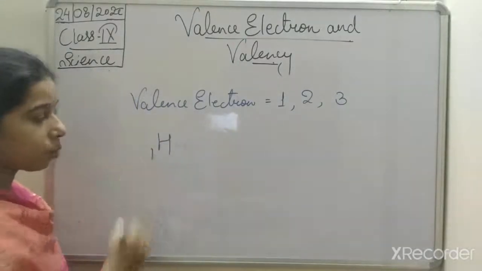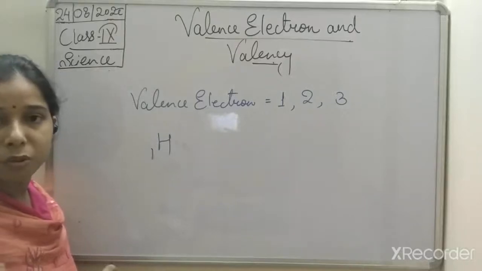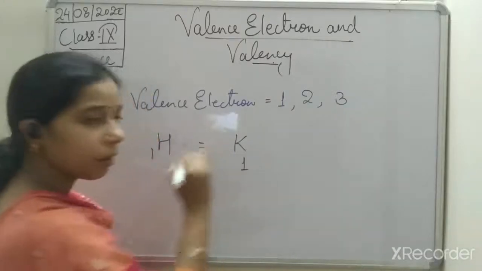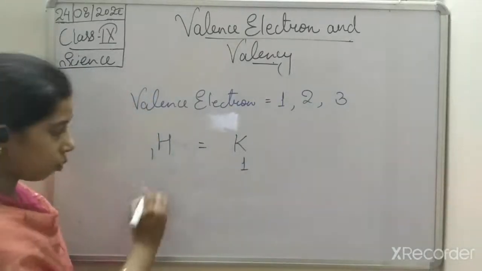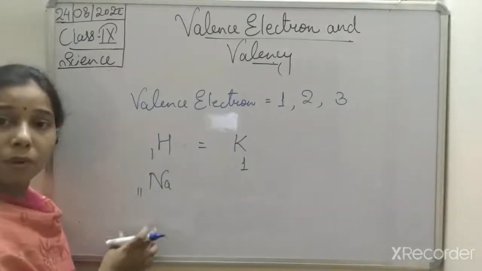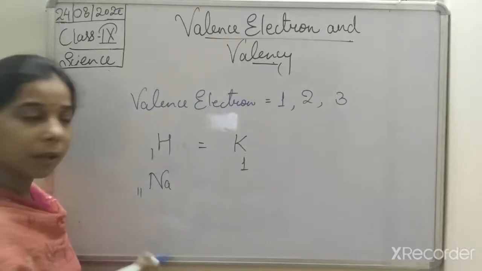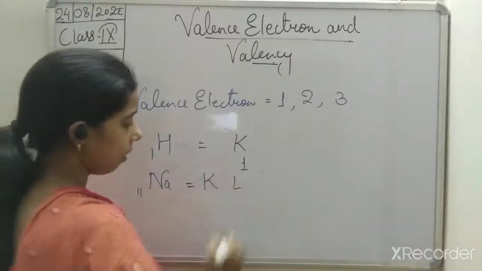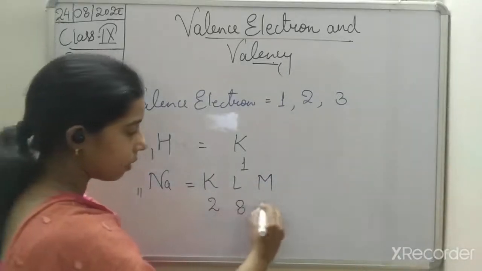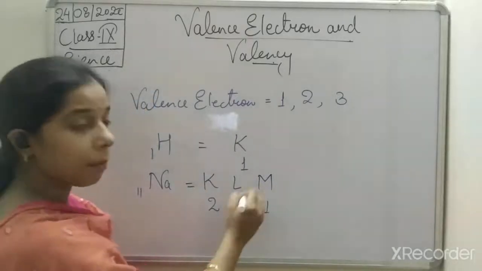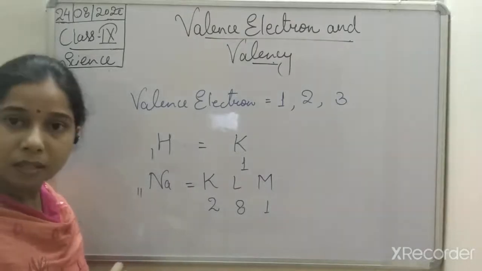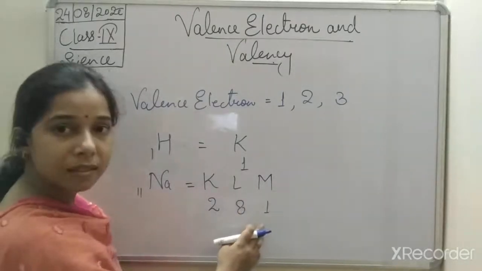In the case of hydrogen, the atomic number of hydrogen is 1, so the valence electron will be 1. In the case of sodium, students, you see here sodium is 11. So the electrons in sodium will be K, L, M, that is 2, 8, 1. M is the valence shell and 1 is the valence electron. Right? So this is the valence shell and this is the valence electron.